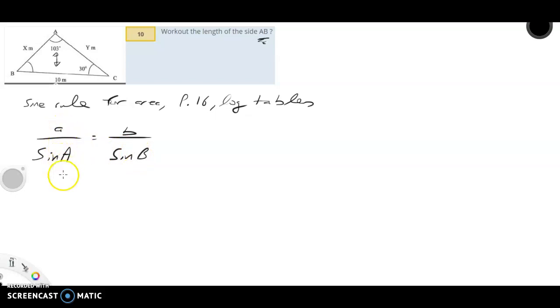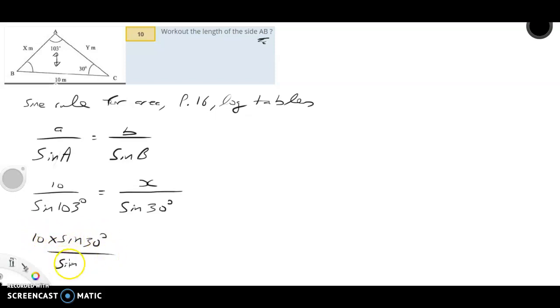And for A here we can put in 10 meters over sine 103 degrees equals, now what are we looking for? We're looking for AB, so that's going to be X meters in length. So we can stick in X there. And the angle opposite is 30, so that's going to be sine 30 degrees there. Now we want X on its own, so we can multiply both sides by sine 30. And you'll end up with sine 30 cancelling from the right hand side, and you'll end up with 10 times sine 30 on the left, all over sine 103 degrees equals X.